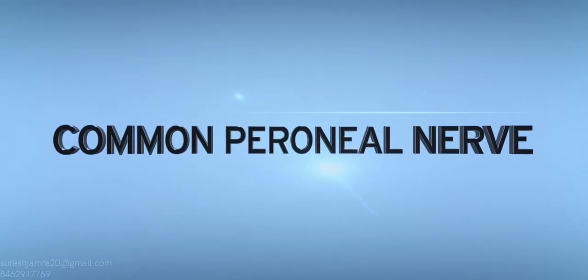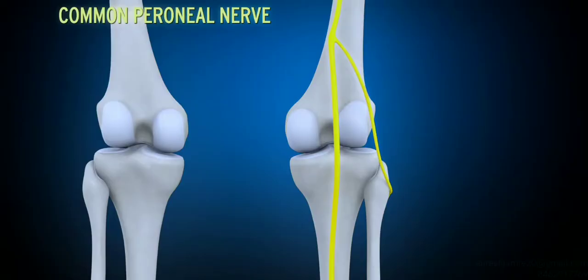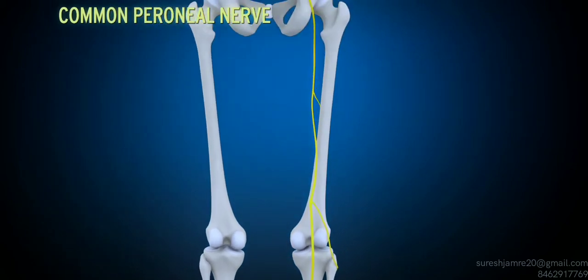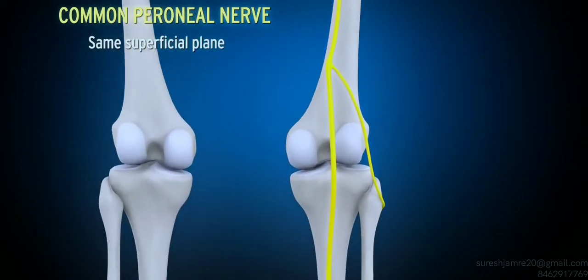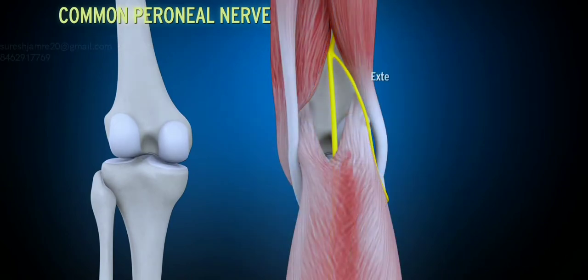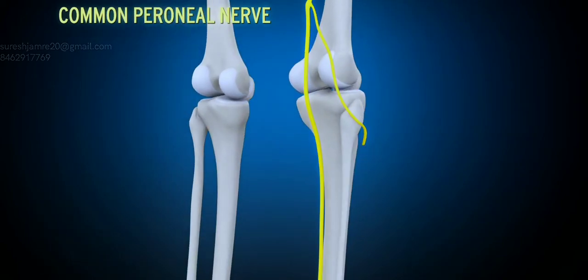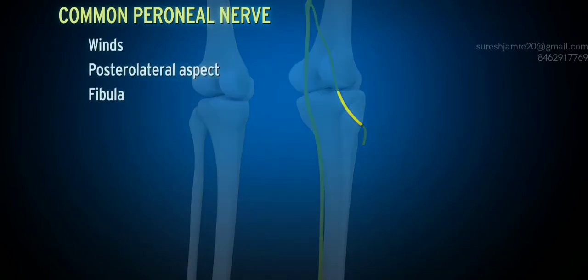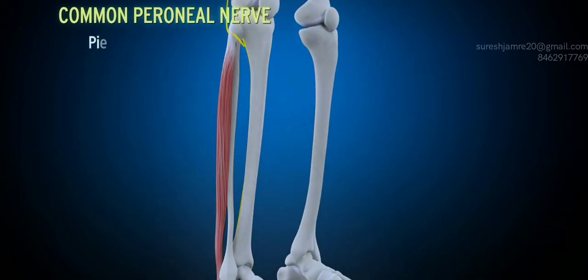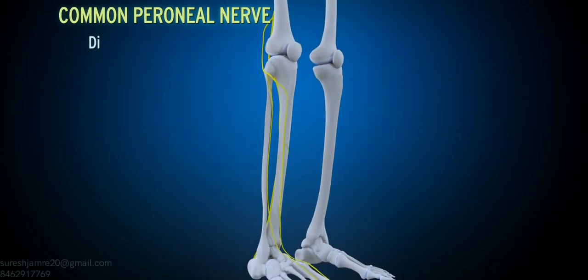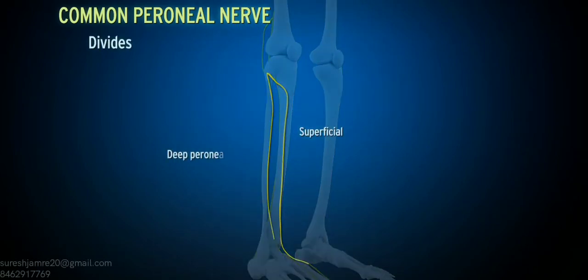Common peroneal nerve. This is the smaller terminal branch of the sciatic nerve. It lies in the same superficial plane as the tibial nerve. It extends from the superior angle of the fossa to the lateral angle. Continuing downwards and forwards, it winds around the posterolateral aspect of the fibula, pierces the peroneus longus, and divides into the superficial and deep peroneal nerves.